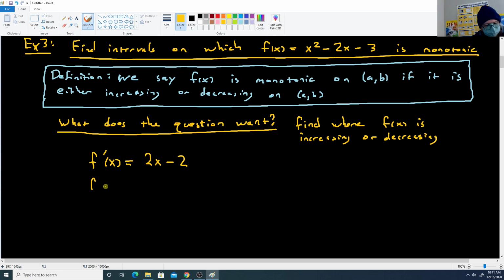I'm going to set this equal to 0. And then when I solve that, I can tell where the function should change signs. I'm going to build a little chart. Basically the idea here is that if I put 1 in, the first derivative is 0 when x is 1.